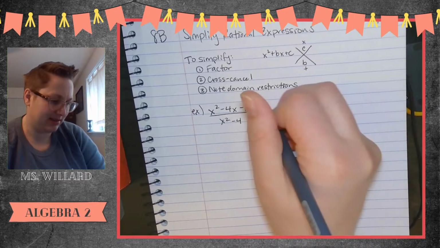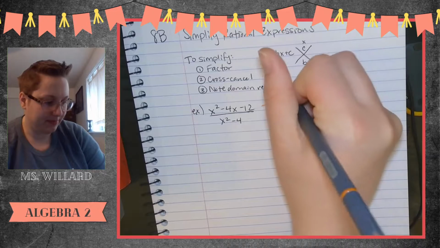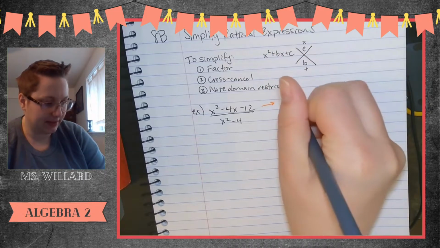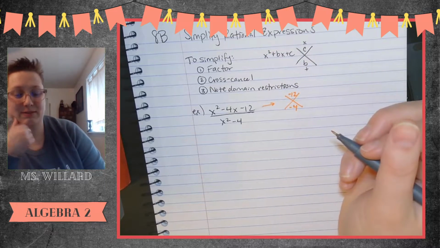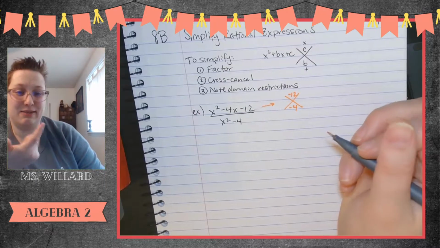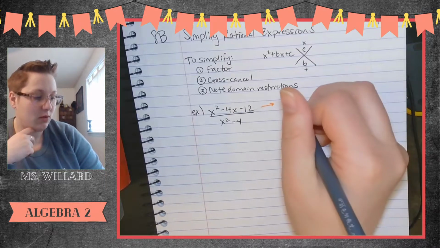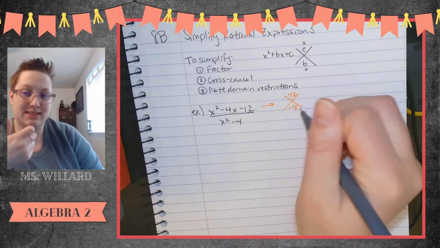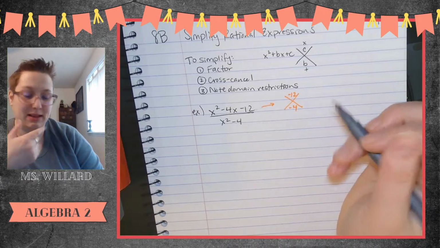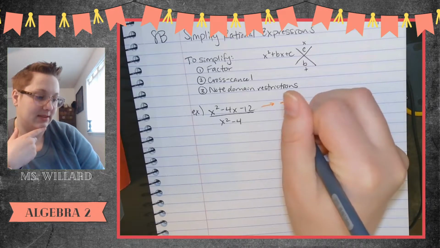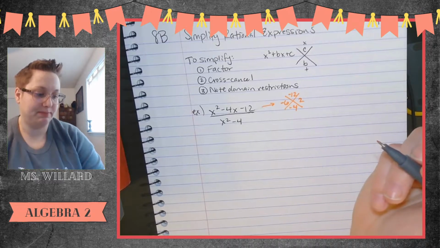Then I'm going to put it over here. Then this is how it works. So negative 12 and negative 4. What multiplies to get negative 12 and adds to get negative 4? Well, I know that 6 times 2 is 12, and 6 and 2 make 4 if I subtract them. So I want this to be a negative 6 and a positive 2 to make a negative 4.